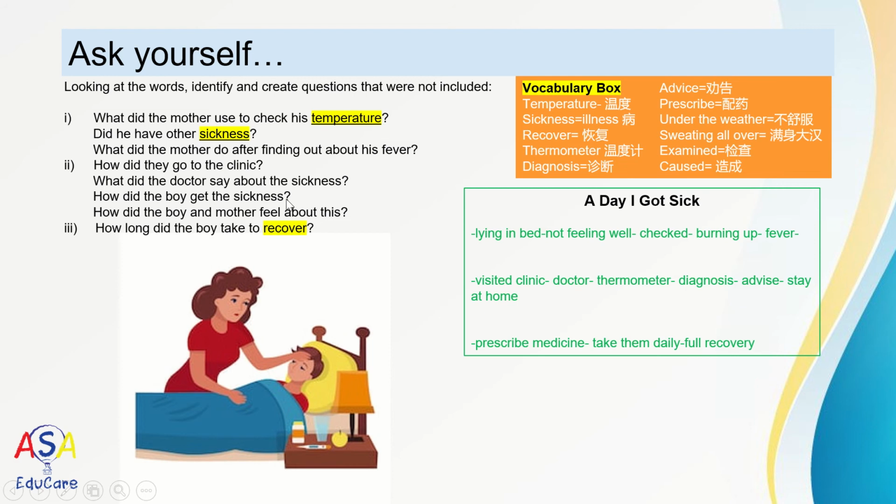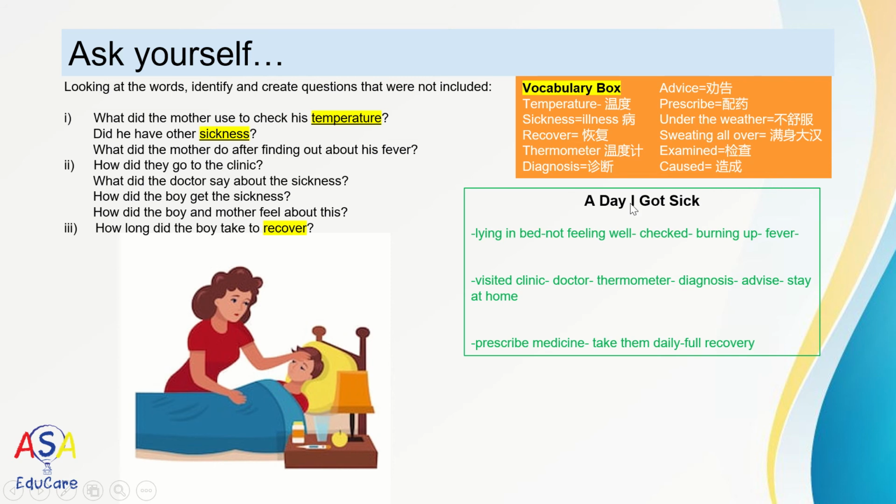How did the boy get the sickness? Most likely no water, no fruit. Okay, how did the boy and the mother feel about this? Did they feel sad? Scared? Angry? I don't know. How long did the boy take to recover? Maybe you can put 10 days, 12 days, 1 day. Maybe it wasn't a very serious sickness. 可能不是很严重的病. I don't know. You got to tell me.